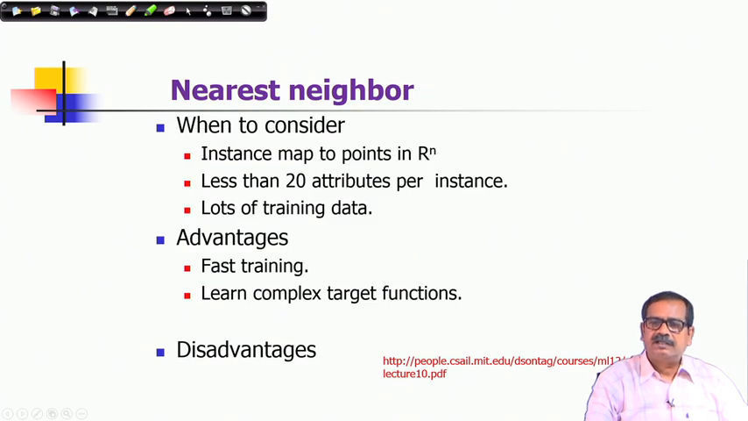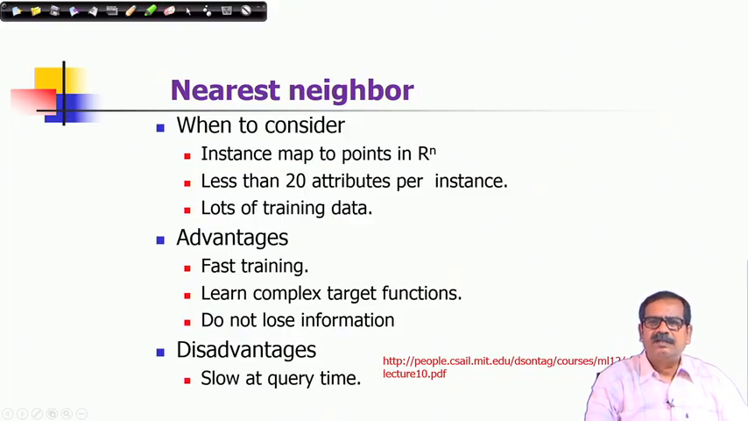It can learn complex target functions. The method is very simple, but the function implicitly implemented through this method is not simple. If you do a more detailed analysis, you will understand the decision boundaries of k nearest neighbors, and those boundaries are quite complex in shape. And it does not lose any information.